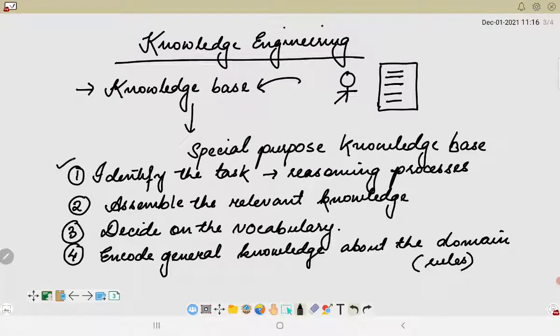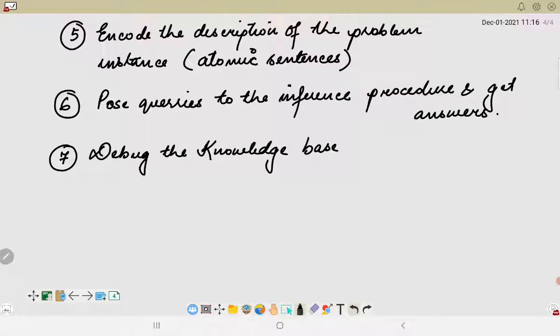First of all, we will identify the domain with reasoning processes. Secondly, we will know some facts. If we have some known information about that particular task, we will assemble it. Then we have to find out the correct vocabulary, the correct words which will be represented as predicates, terms, constants, functions and variables in that knowledge base. Then we have to decide what type of rules we need in order to represent this knowledge, the different information. Then the fifth important step is we have to build atomic sentences based on the various predicates and vocabulary we have identified.